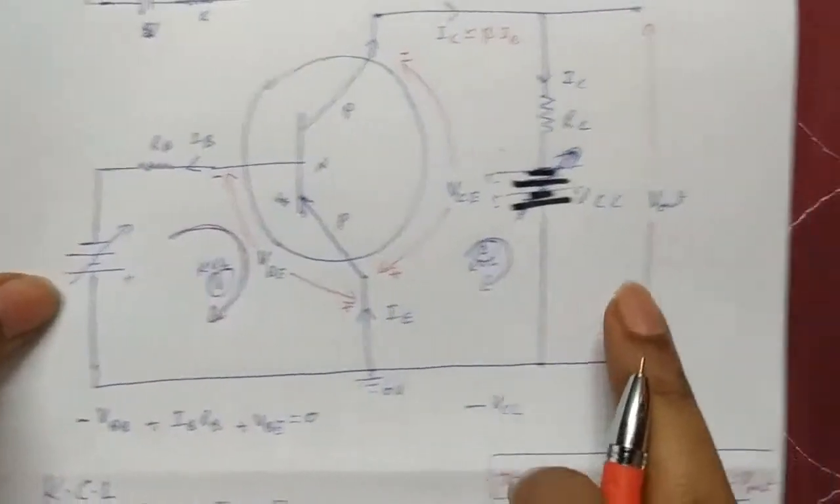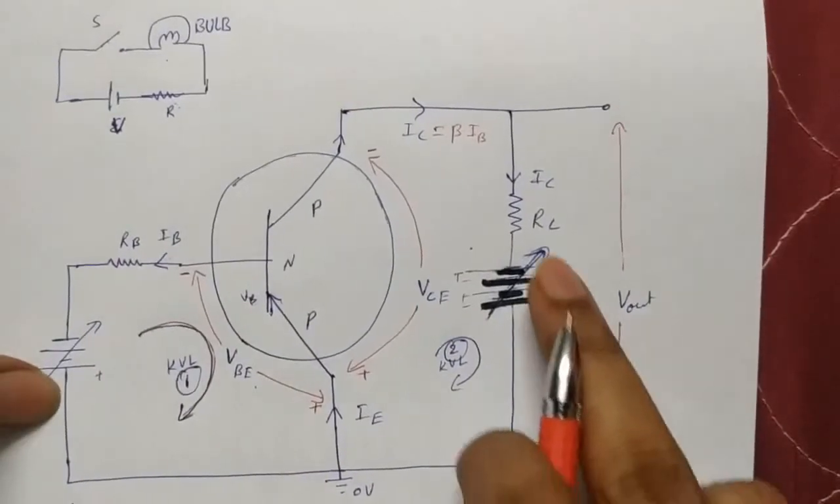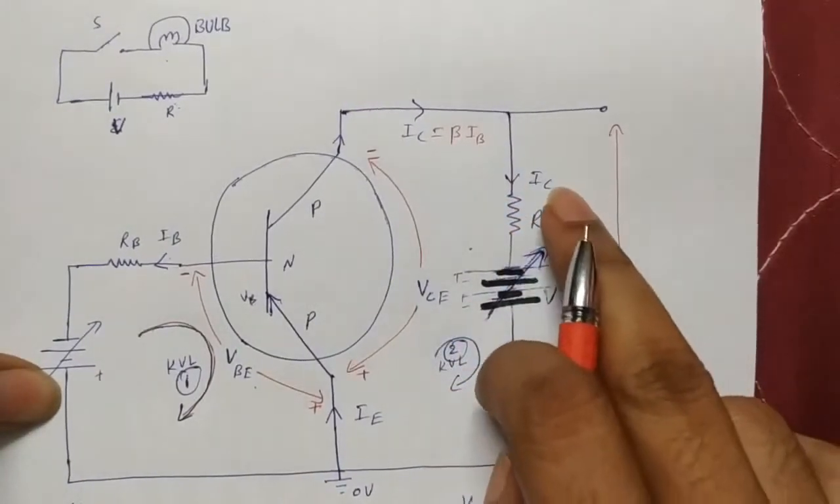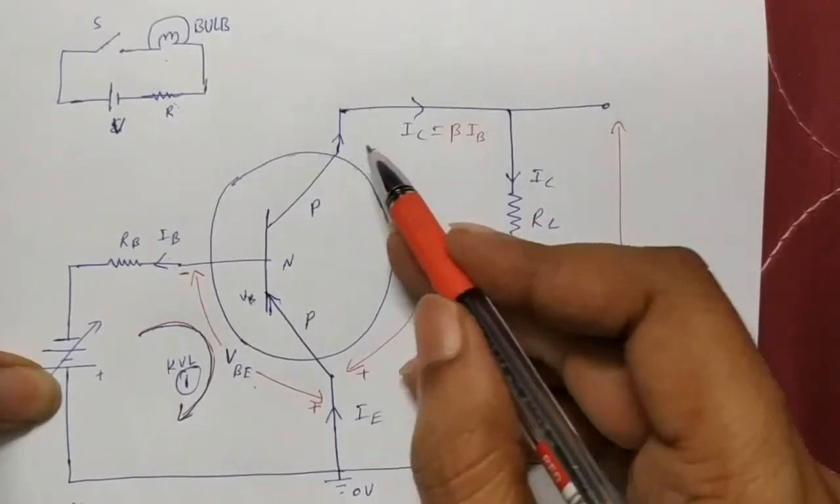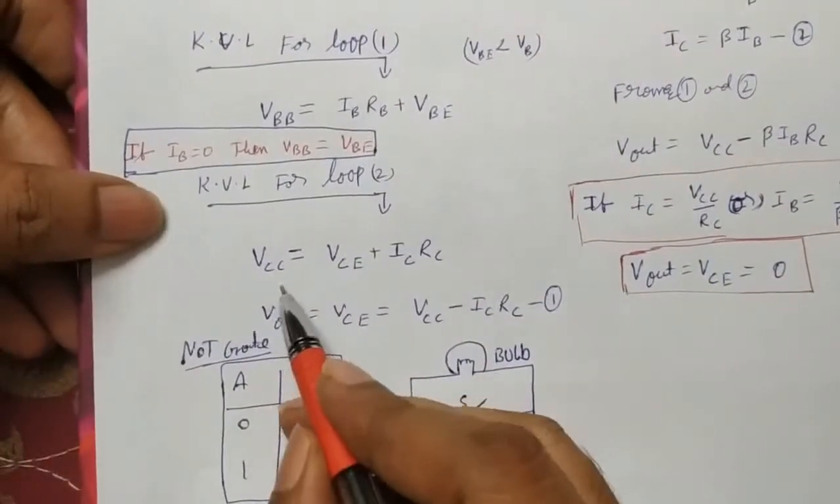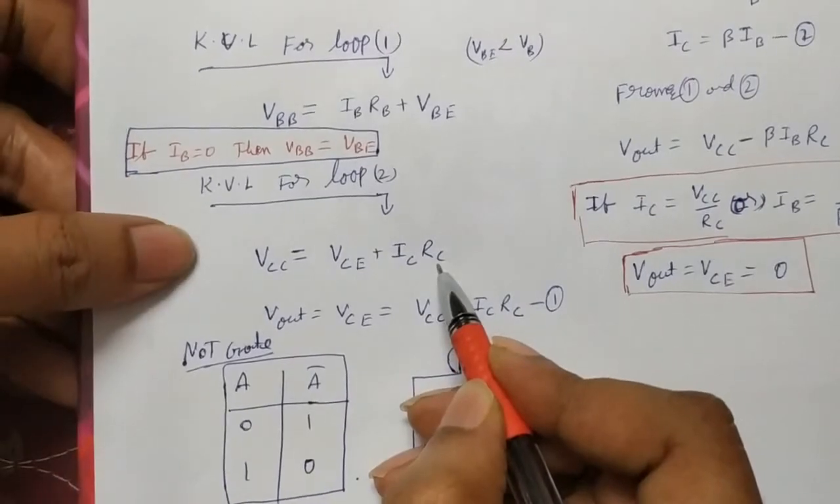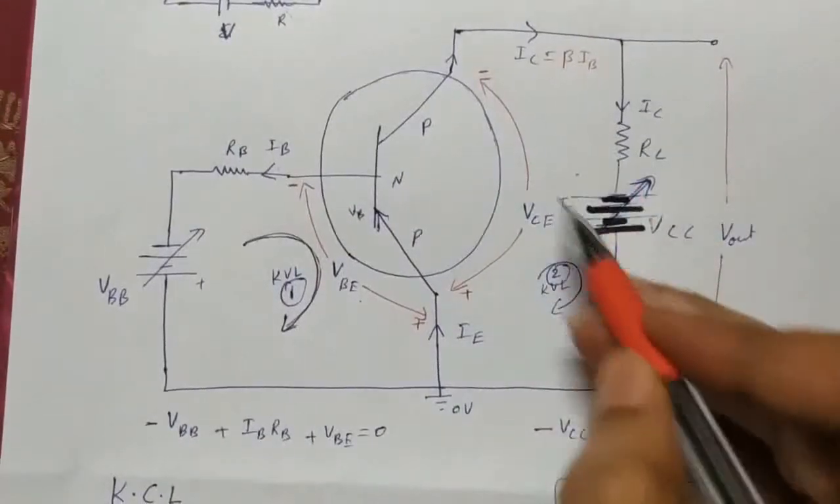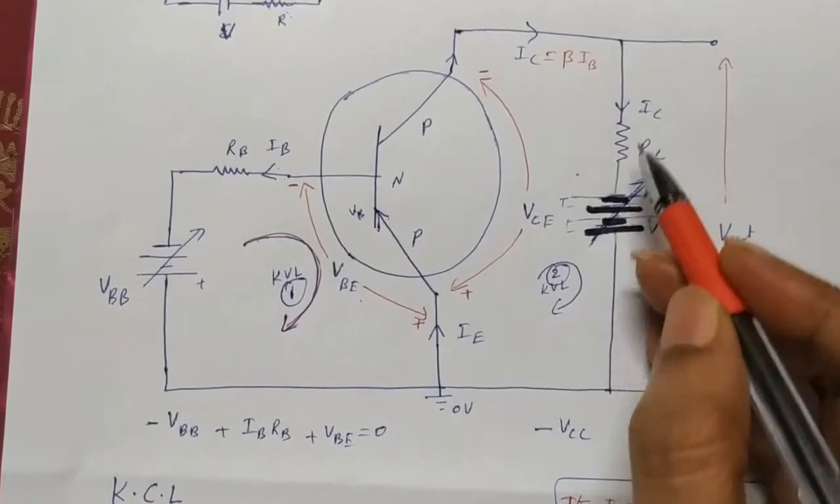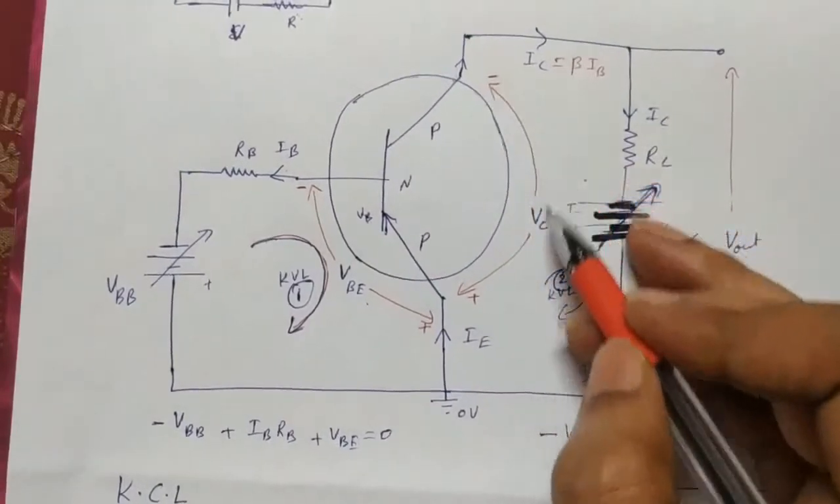The same case applies in the output also. Suppose in the output, VCC is a cell, with some potential across the resistance, that is ICRC, and some potential across the collector and emitter, that is VCE. What equation do you get from Kirchhoff's voltage law for the second loop? VCC equals VCE plus ICRC. Why? Because in this loop, this is the source, and that potential divides, some part across the resistance, that is ICRC, and some part across the collector and emitter, that is VCE.